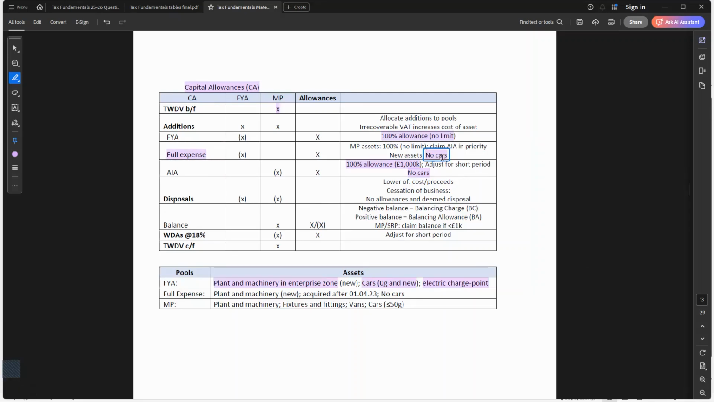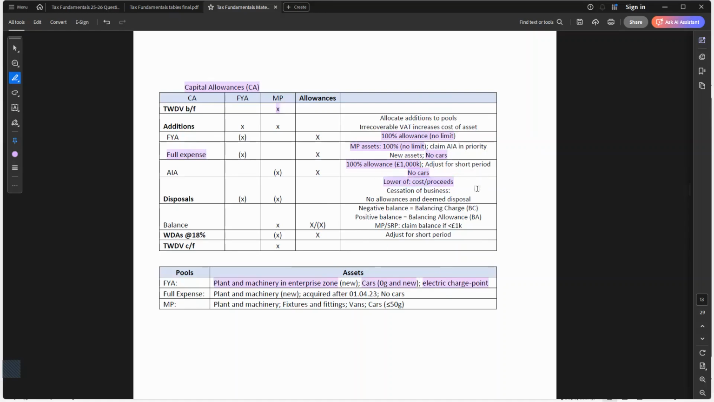If a company buys a plant and machinery item that costs £300,000, the company could expense the full amount and get a £300,000 deduction. So you can see here, again, there's no limit on this amount. It's very similar to the first year allowance. Another key point is that it's only for new assets. So if you have any second-hand assets, you can't claim full expensing.